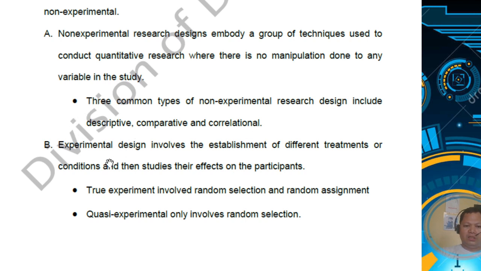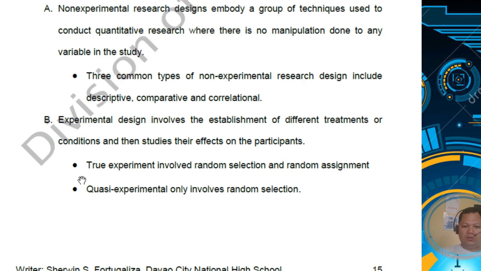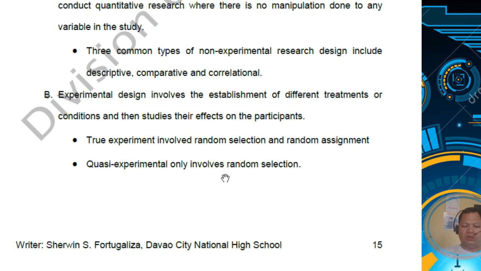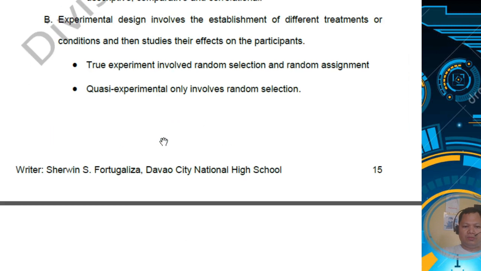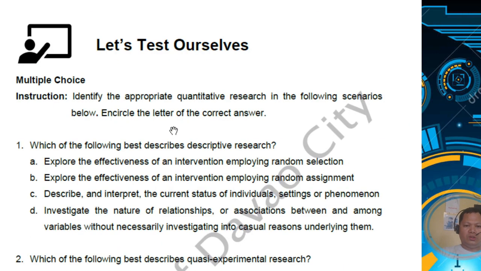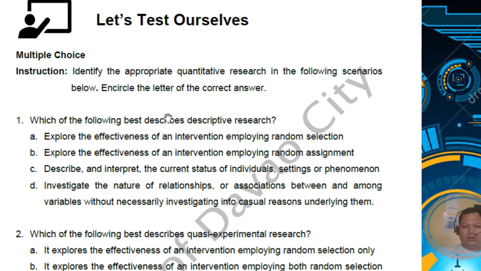Then letter B, experimental research design involves treatments of participants. So we give the treatment and study their effects. Then the two classifications: we have true experimental, so take note, it involves random selection and random assignment, while quasi-experimental only involves random selection. I hope you get the difference again. Let's test ourselves. You answer these exercises. Identify the quantitative research in the following scenarios.